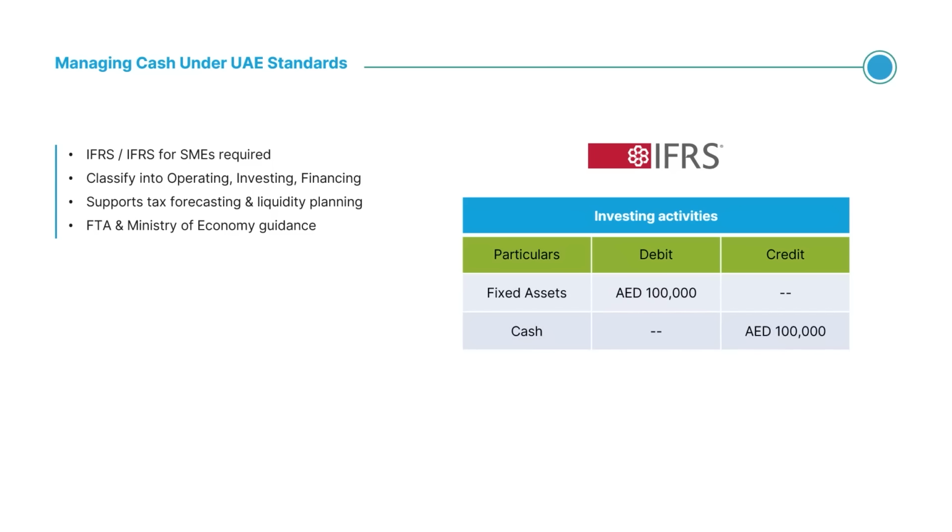Investing activities, purchases or sales of assets. Buying equipment for 100,000 dirham is recorded as debit fixed assets 100,000 dirham, credit cash 100,000 dirham. Financing activities, loans or equity injections. For instance, a bank loan of 500,000 dirham is debit cash 500,000 dirham, credit bank loan 500,000 dirham.